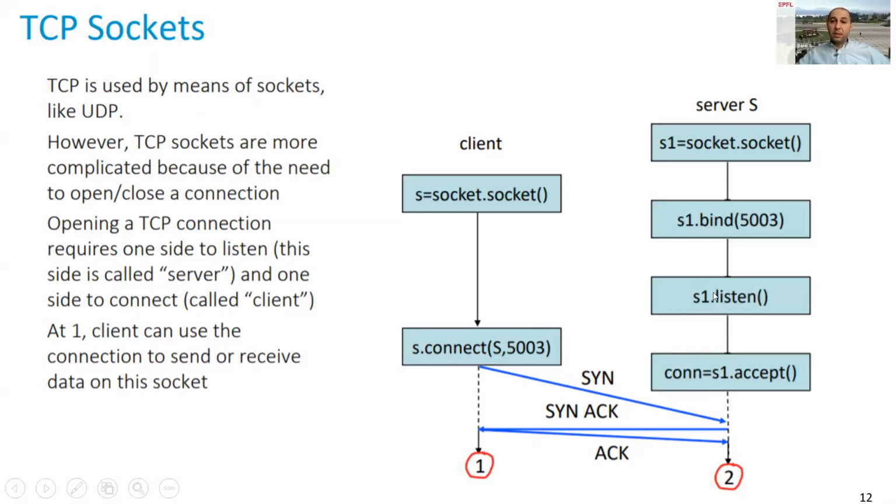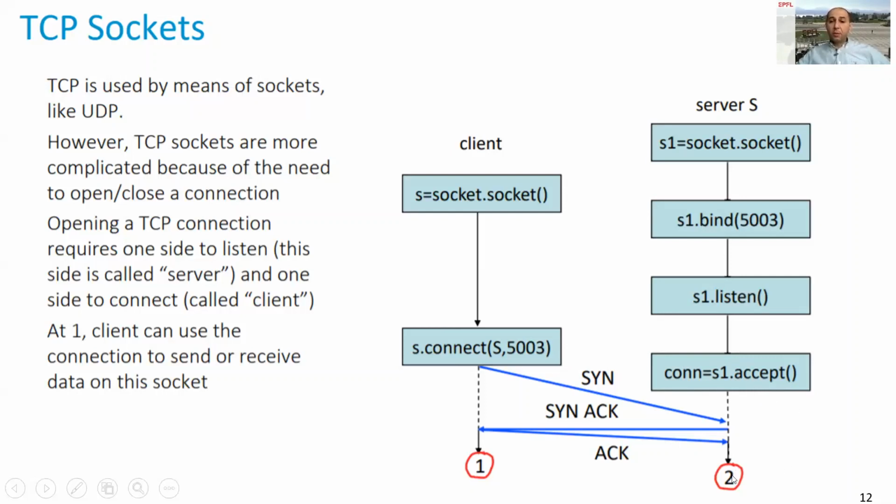The difference is that S1 is bound to the local IP address and local port number, but the connected socket is bound to the local IP address and the local port number, but also to the remote IP address of the client and the remote port number of the client. And this is the socket which is able to exchange data with the client. But the first socket is here just to establish the connection with the clients and to create new connected sockets that are able to exchange data and communicate with the client.